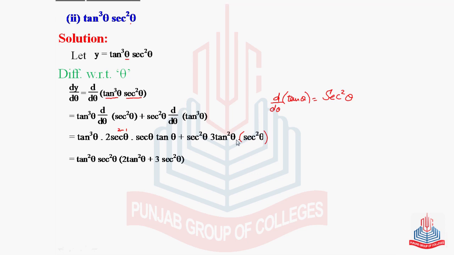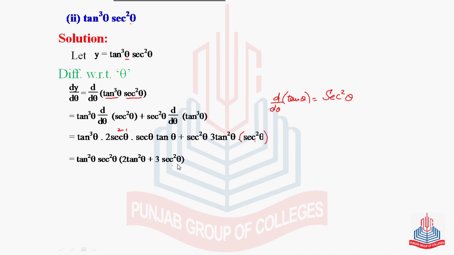Now we have tan square theta, secant square theta as a common factor from both of these two terms. The remaining part will become 2 tan square theta plus 3 secant square theta, and this tan square theta is going to be a common factor. So the remaining thing will be this 3 and this secant square theta, which is our complete differentiation of the given question.